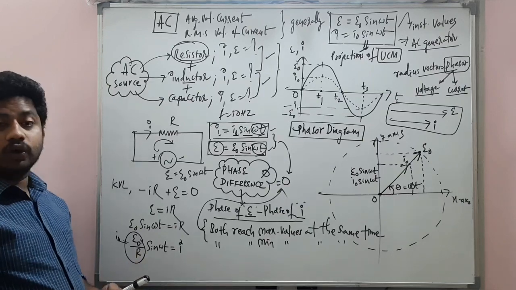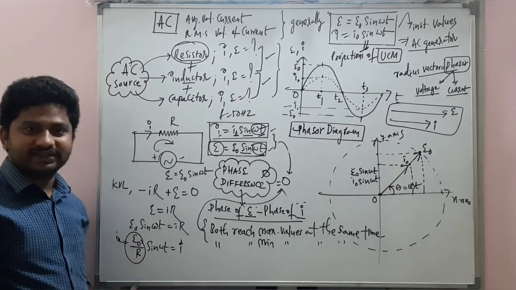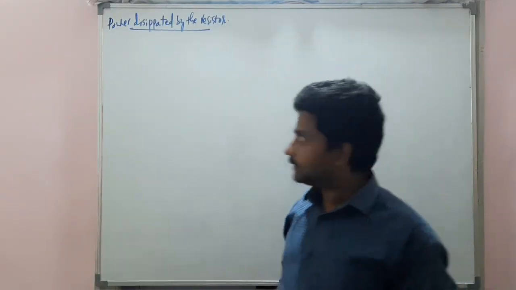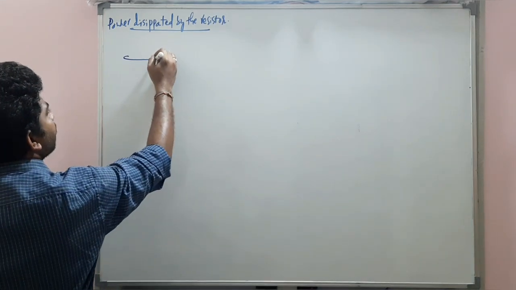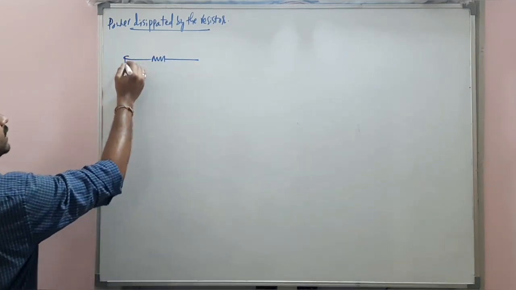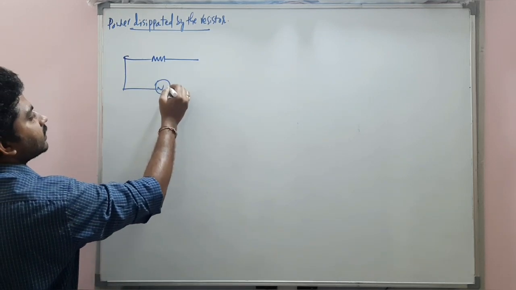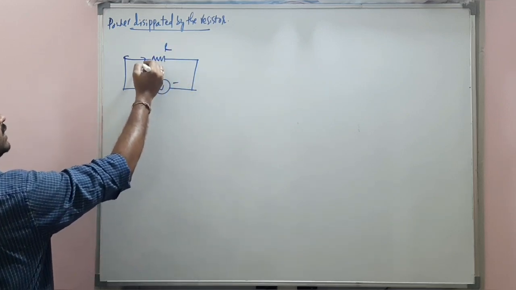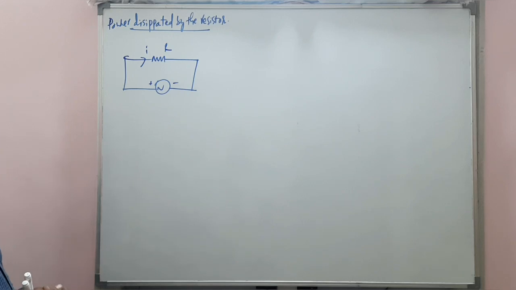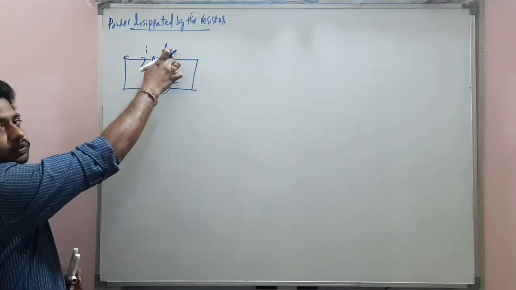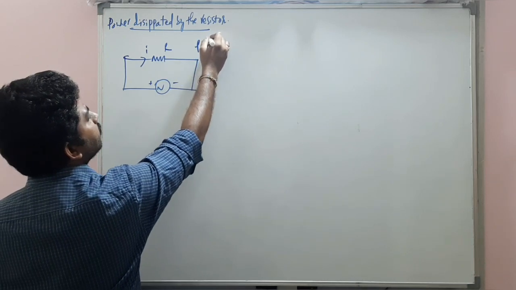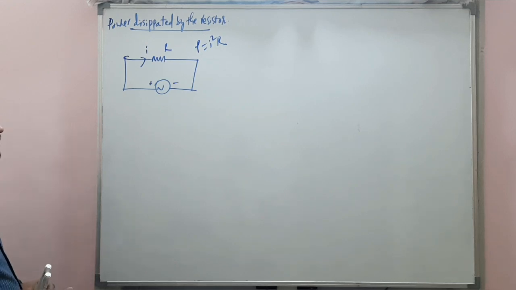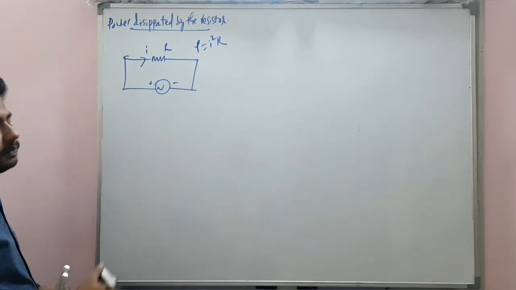So let's concentrate on the power consumed by the resistor in this circuit. Power dissipated by the resistor. Let us look at the similar diagram I have drawn, where an AC source is connected to the resistor, with the positive terminal, negative terminal, and the current passing through. The power consumed by this resistor is P equal to I square into R. This is the basic formula.